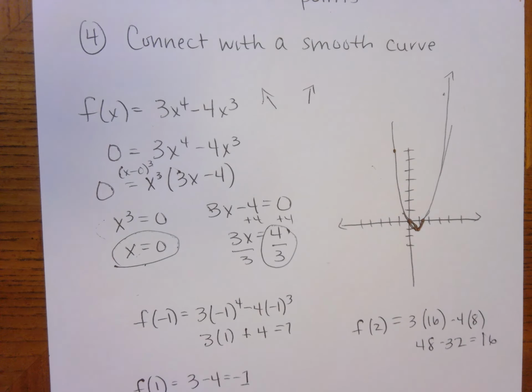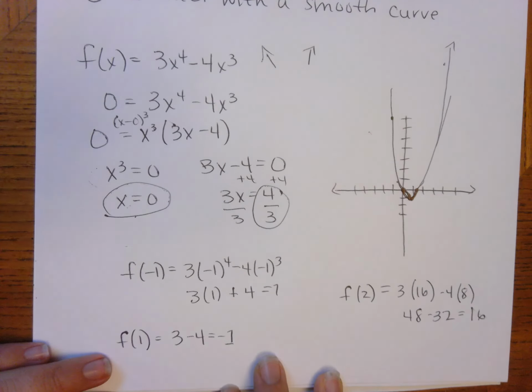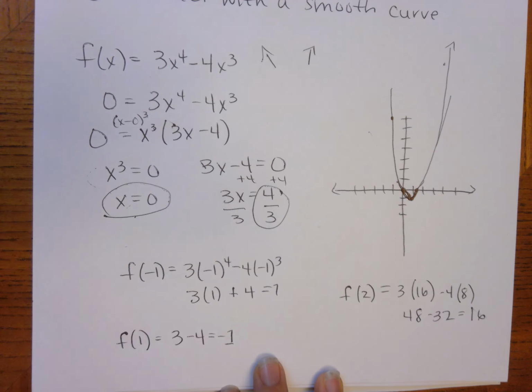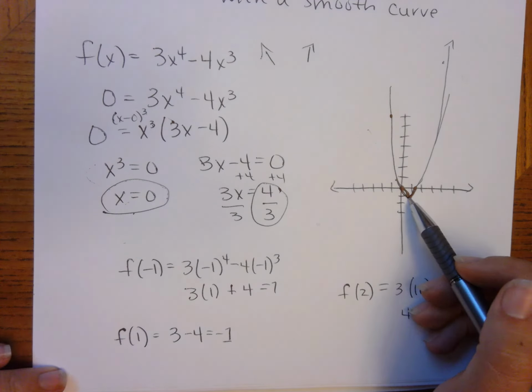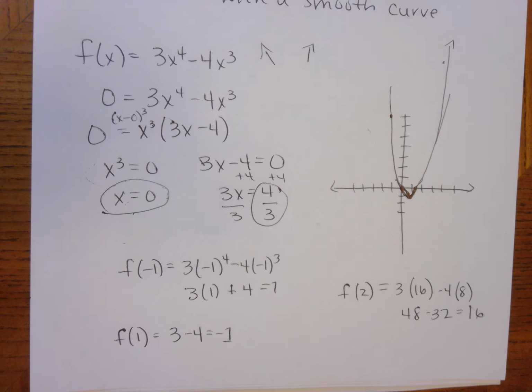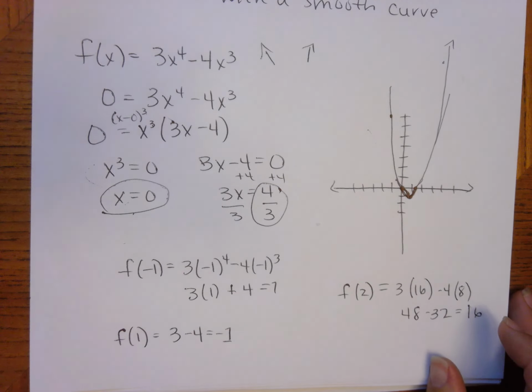Just go graph it on Desmos and then you'll be able to see it better. But these are the steps that we go through, and then we connect it with a smooth curve. I've done a very poor job of that because this is looking more like a point than a curve, but it should definitely be curved. So that's an example of how we put it all together.